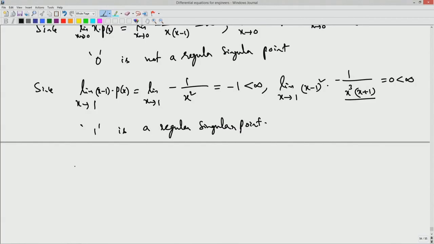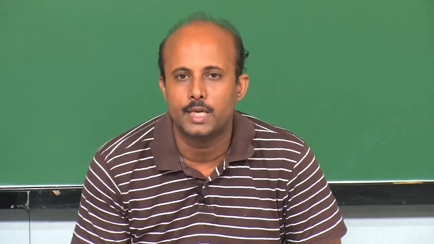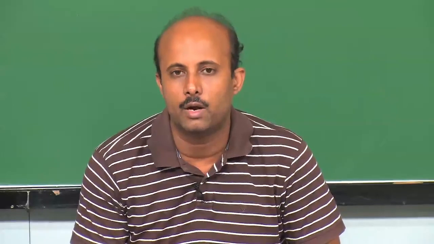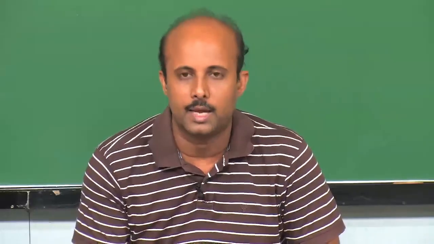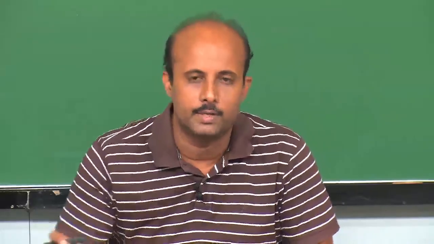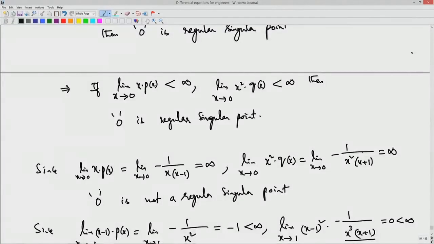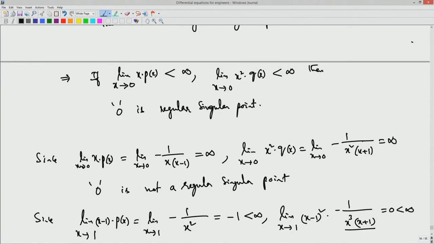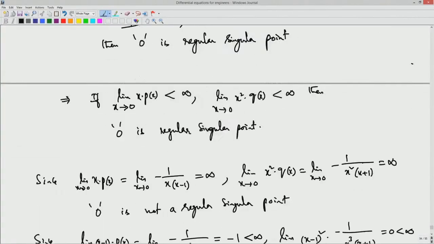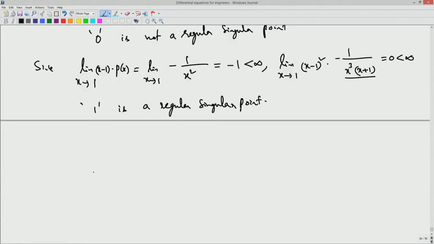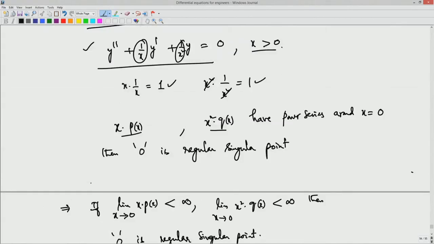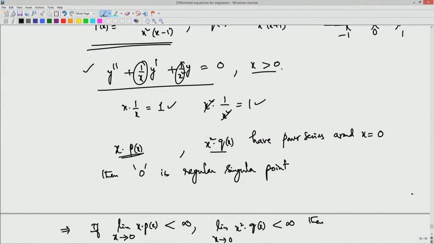Even though you know that certain points are singular points, you can see whether they are regular or not by just calculating some limits. What do you mean by limits? By doing these limits you are checking the power series around those points. So, you look at x times p(x) and x squared times q(x); if they have power series around 0, 0 is a regular singular point.